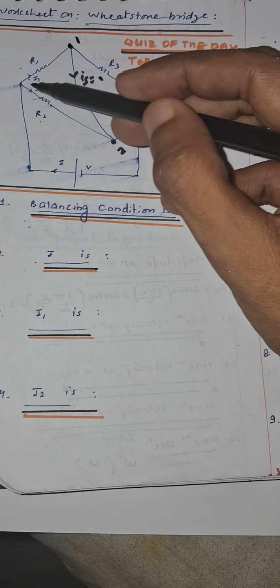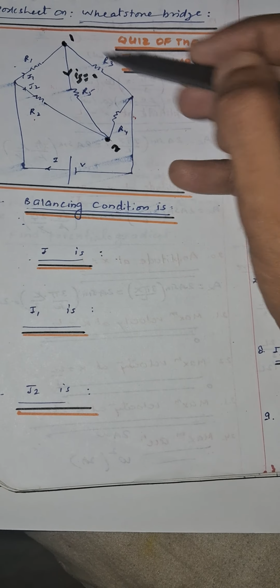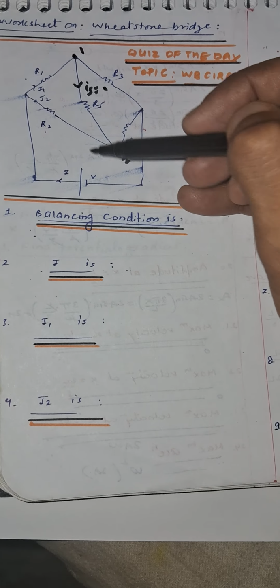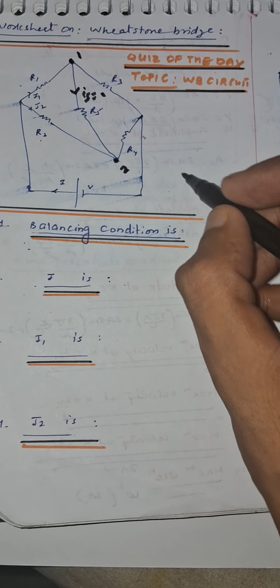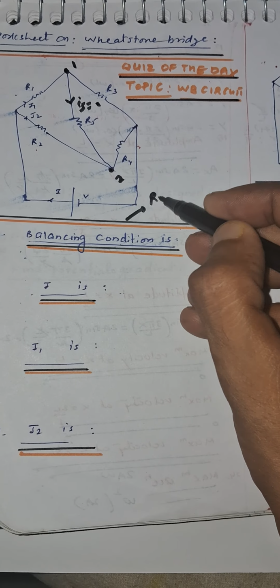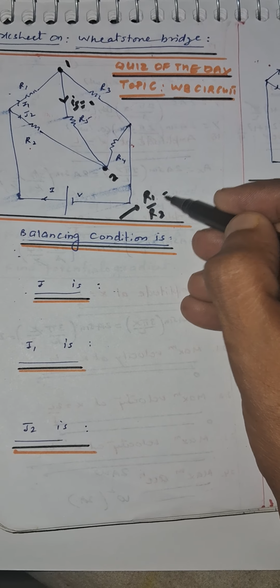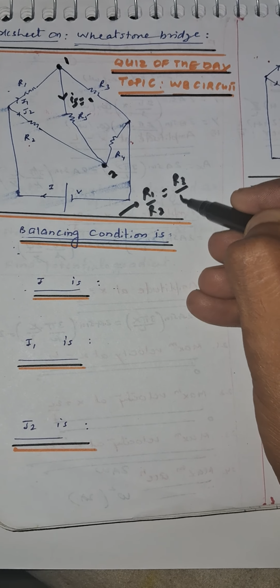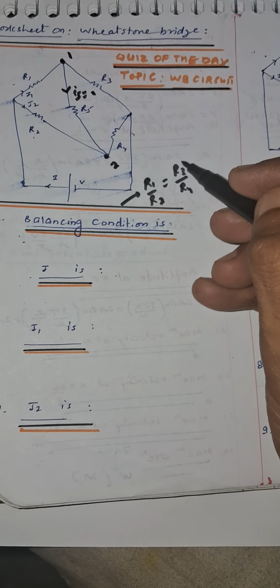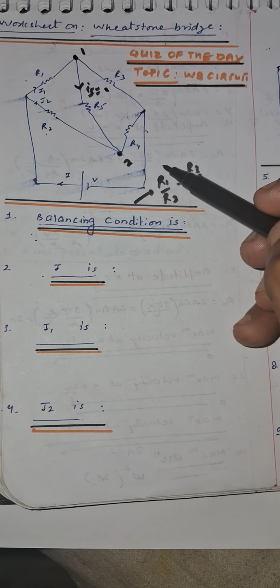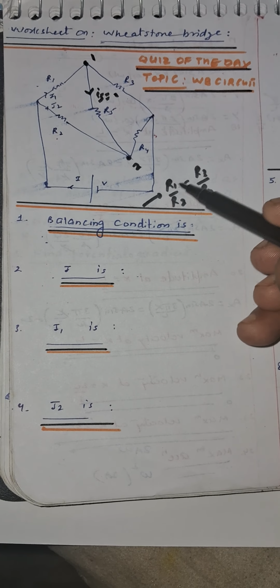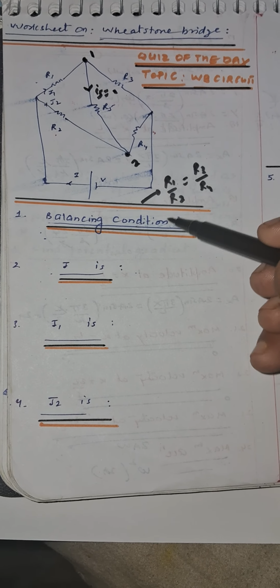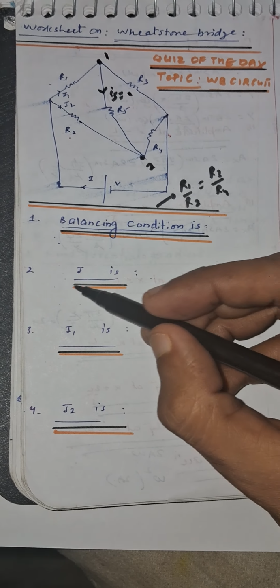Now applying KCL and KVL on this loop and this loop, we come to the conclusion that the balancing condition is when R1 by R2 is equal to R3 by R4. So this is the balancing condition of the resistances. This has been derived using KVL and KCL. You can search my concept videos for the detailed explanation. Here is the condition only.